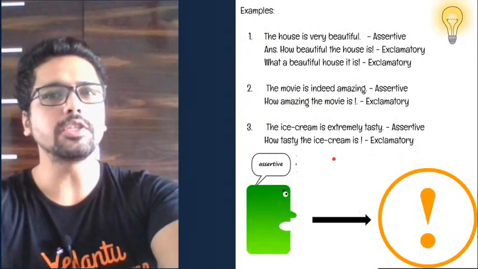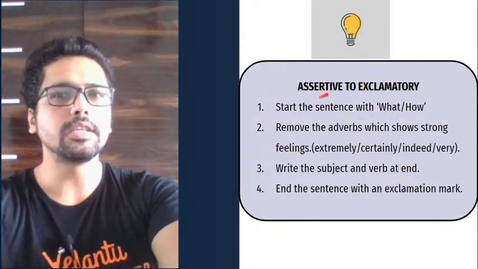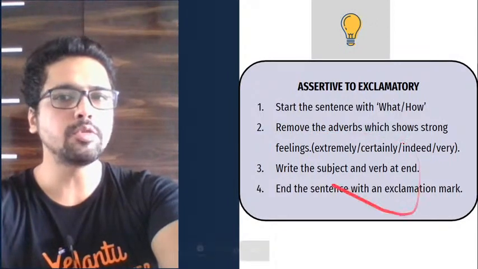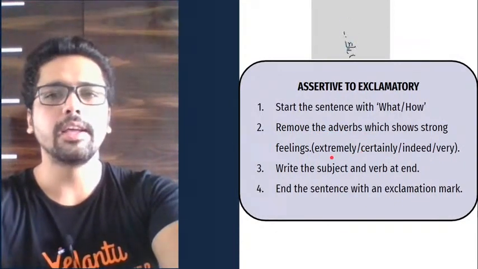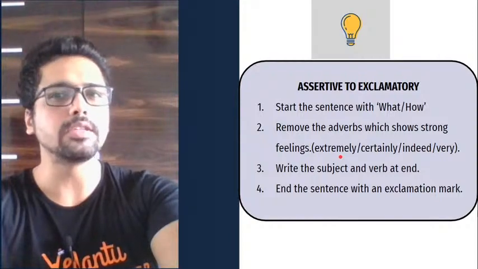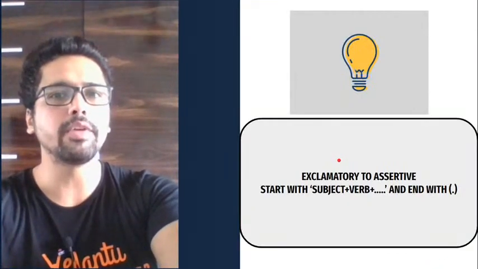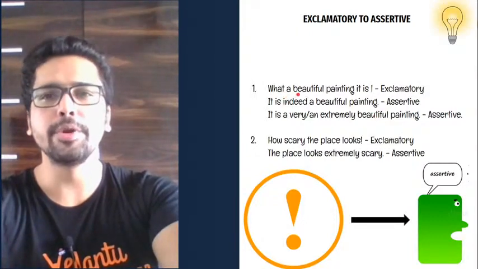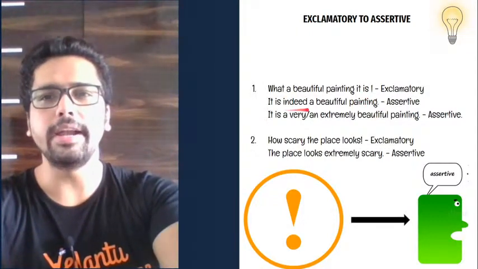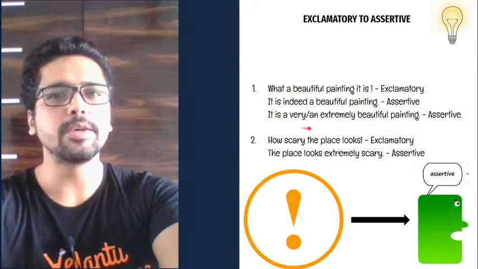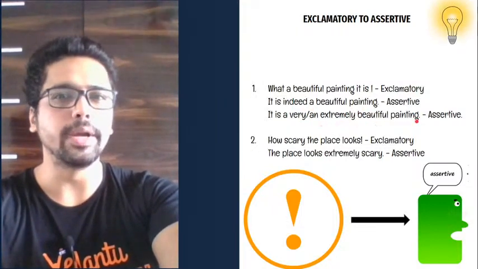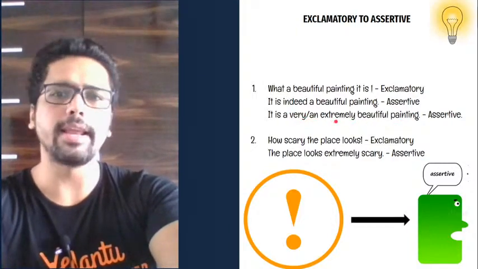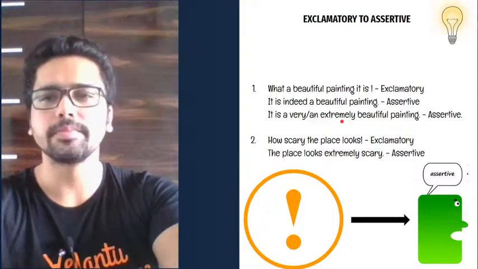Vice versa. Simply the same rules. Assertive to exclamatory, and we make it exclamatory to assertive. Rather than removing these adverbs, we add these adverbs. We can make use of these words: extremely, certainly, indeed, very. That's exactly what we have done here. What a beautiful painting it is. I'm saying it is indeed a beautiful painting, or it is a very beautiful painting, or it is an extremely beautiful painting. A very or an extremely, that's how it would be.